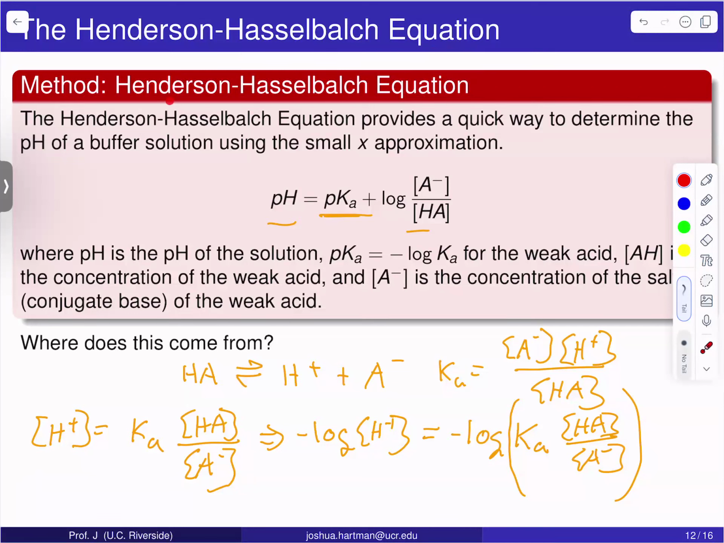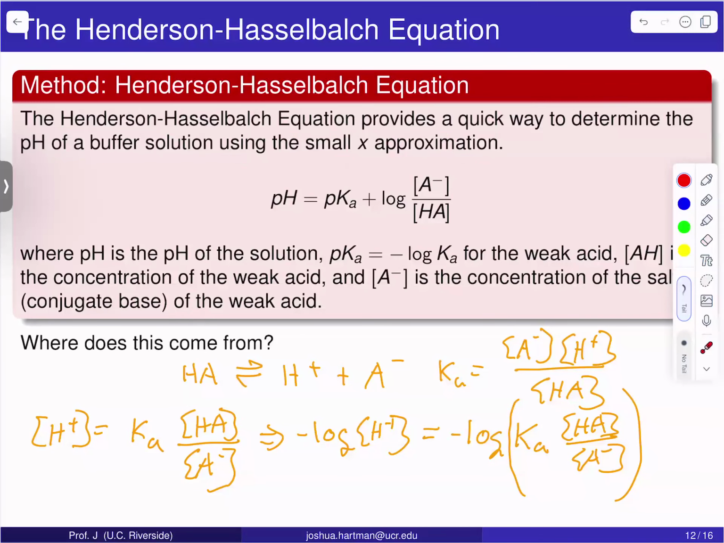So the method of using the Henderson-Hasselbalch equation is as follows, right? We are going to be provided with a quick and easy way to determine pH of a buffer solution when that small x approximation holds. And so the equation, Henderson-Hasselbalch equation, is this guy right here. pH equals pKa plus log of A minus over HA.